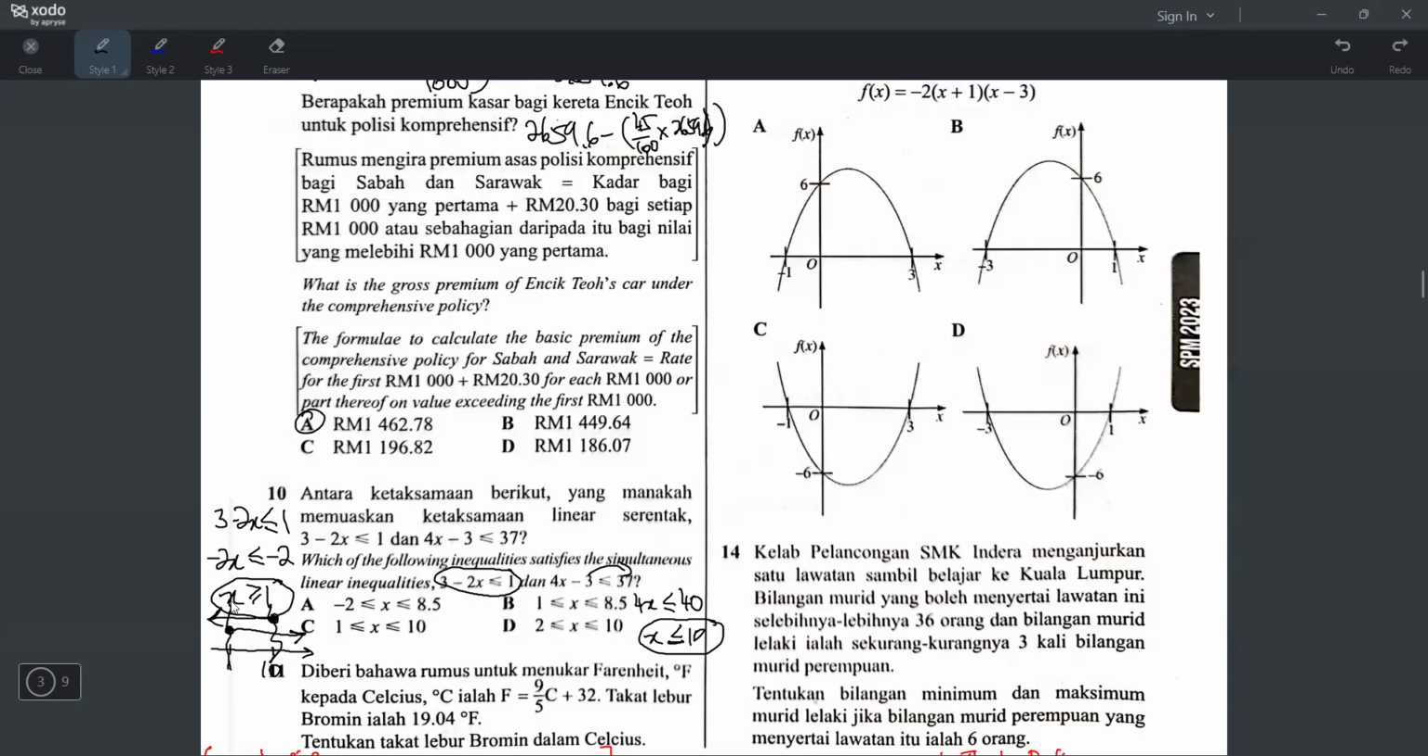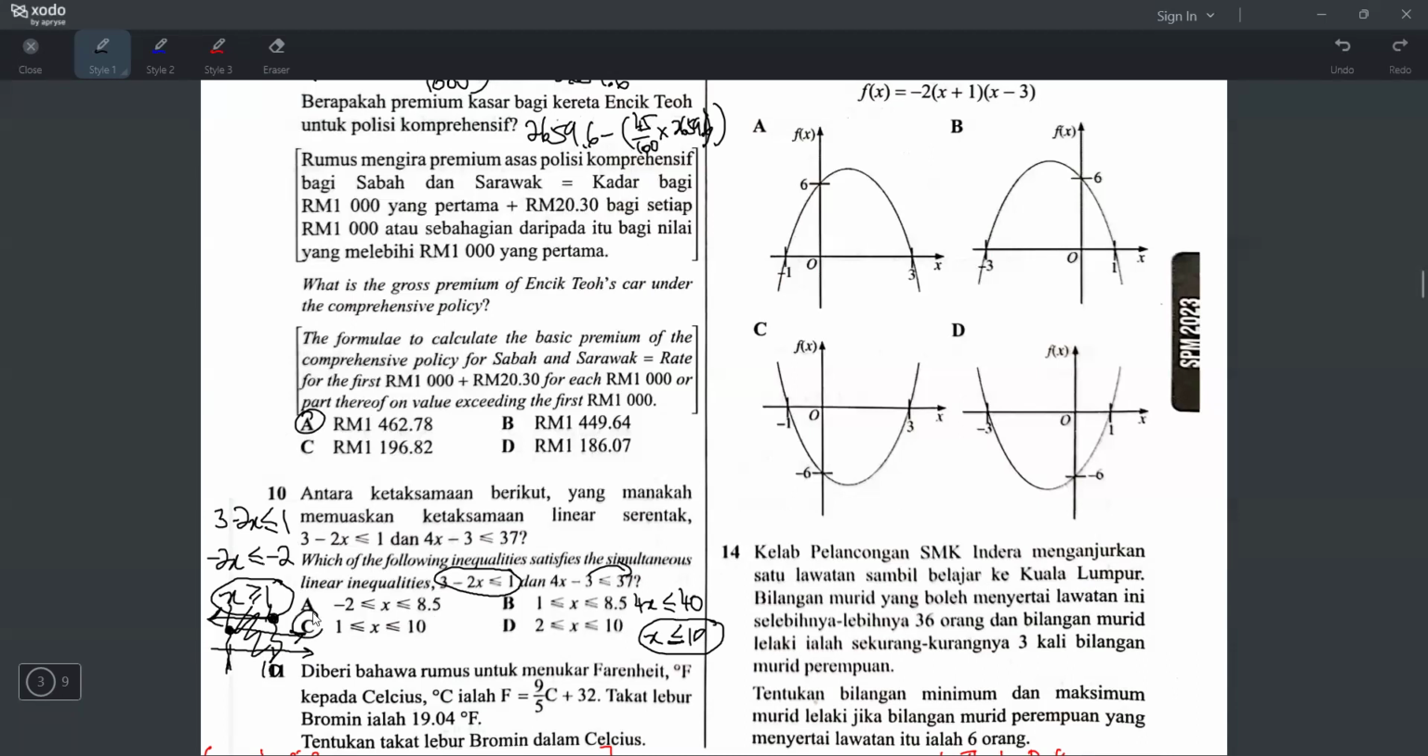In other words, you choose the double line punya region. So the double line region is here. So the answer will be every number in between 1 and 10. And you have to include 1 and 10 because they got color here. So your solution is 1 until 10. It means 1, 2, 3, 4, 5, 6, 7, 8, 9, 10.